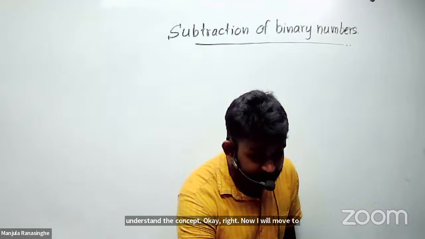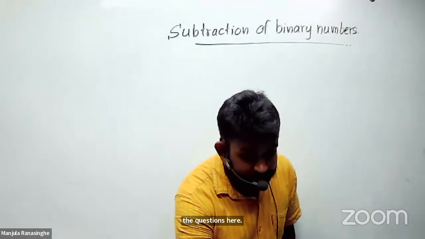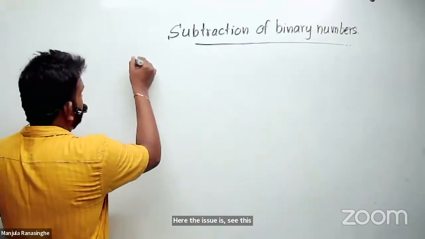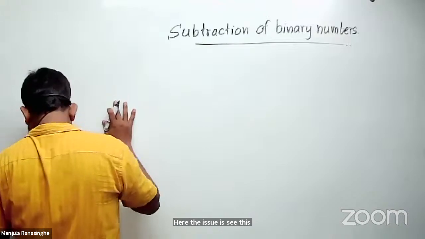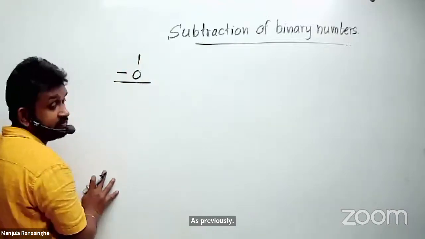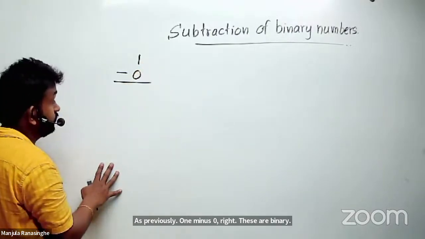Subtracting of binary. Here the issue is, see this one, as previously, 1 minus 0, right? These are binary, yeah? So I'm not writing 2, and you know that.